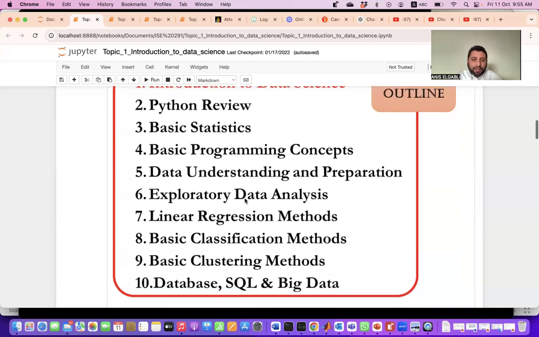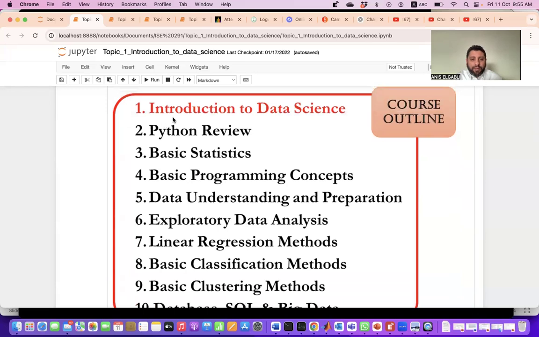So here are the materials that we will cover. Today, we will give a very brief introduction to data science. It will be a very short introductory lecture. Next time, we will start the topic of Python review. Then we will actually study some basic statistics, okay?